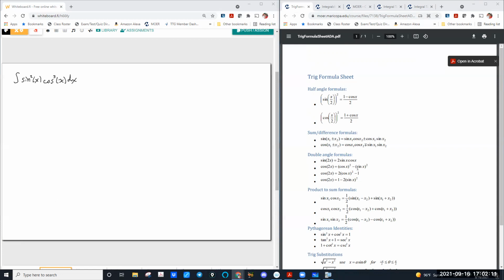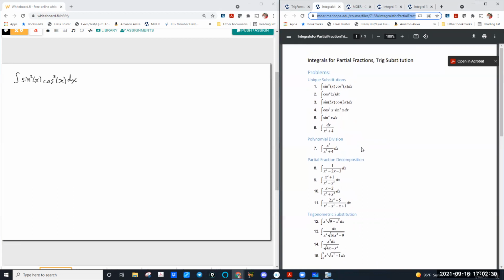Use this sheet when you're working on homework. Use this sheet when you're taking the quiz. Use this sheet when you're studying, because you'll have this sheet when you take the midterm. I do not want you to worry about memorizing trig identities or trig formulas.